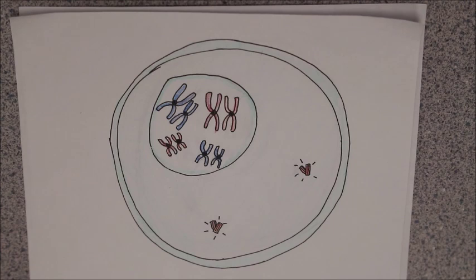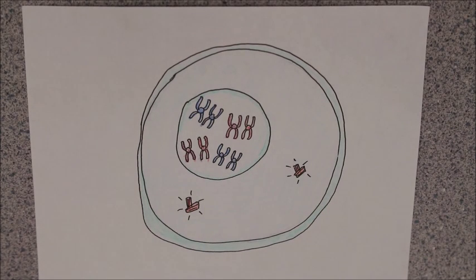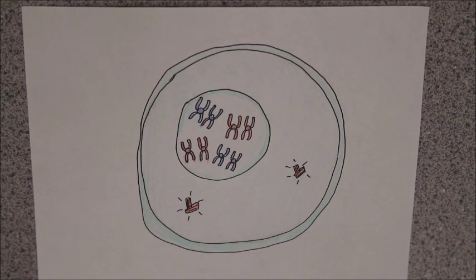Following the S phase, the cell enters G2 phase. During this phase, the cell forms proteins that are required for mitosis, the next stage of the cell cycle. This phase lasts about 4 hours.